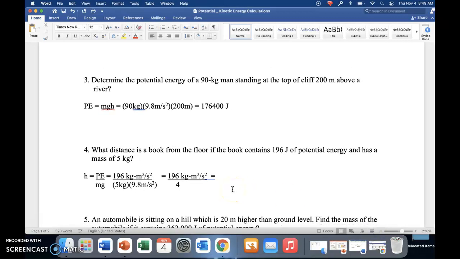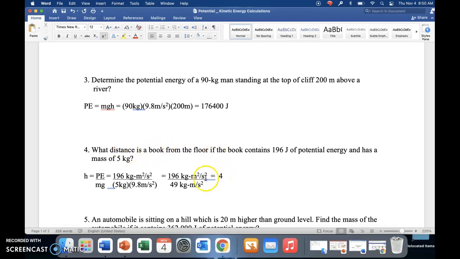That's going to give me 49 kilograms meters per second squared. Okay, now, as you can see here, we'll take our 196, we're going to divide that by 49, and I'm going to get 4. Now here's a big part, we got to include our units.